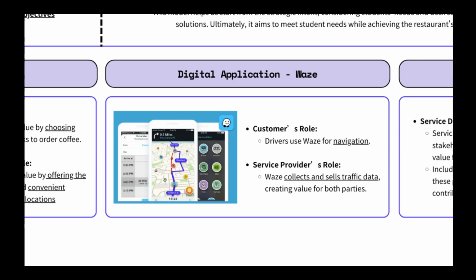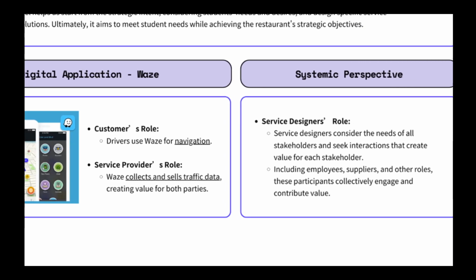And the app Waze is a digital example. Drivers use the system to get navigation routes, while the system collects information during the drive, such as traffic jams and accidents. This real-time information is fed back to the system, which then shares this traffic data with other drivers, creating value for both parties.